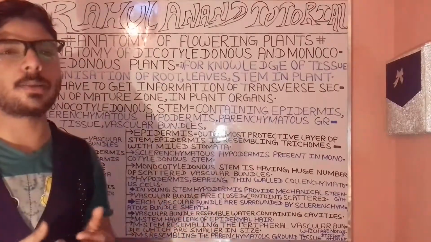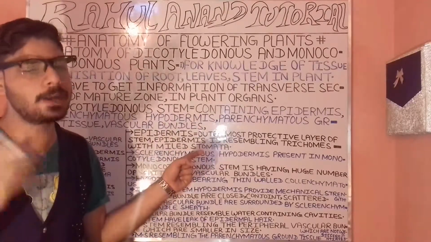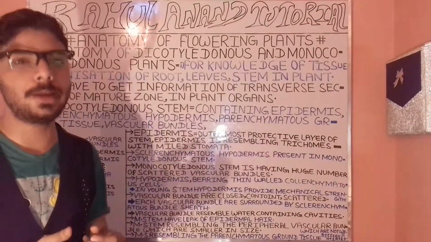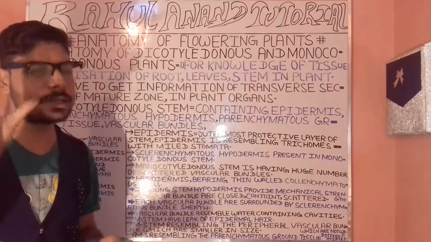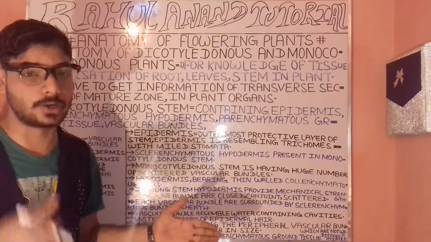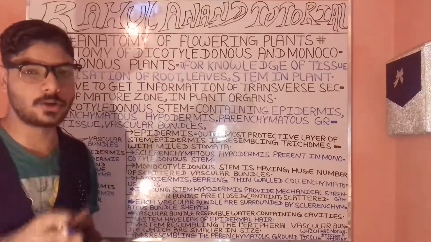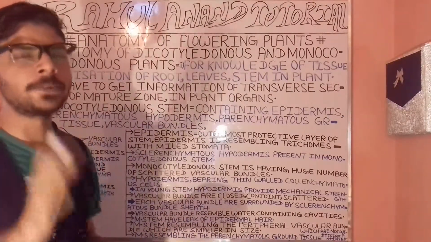Here we are going to study the anatomy of the monocotyledonous as well as the dicotyledonous plant, beginning with an introduction, and further we will understand the anatomy of the monocotyledonous stem. Let's understand what the monocotyledonous and dicotyledonous anatomy actually are.